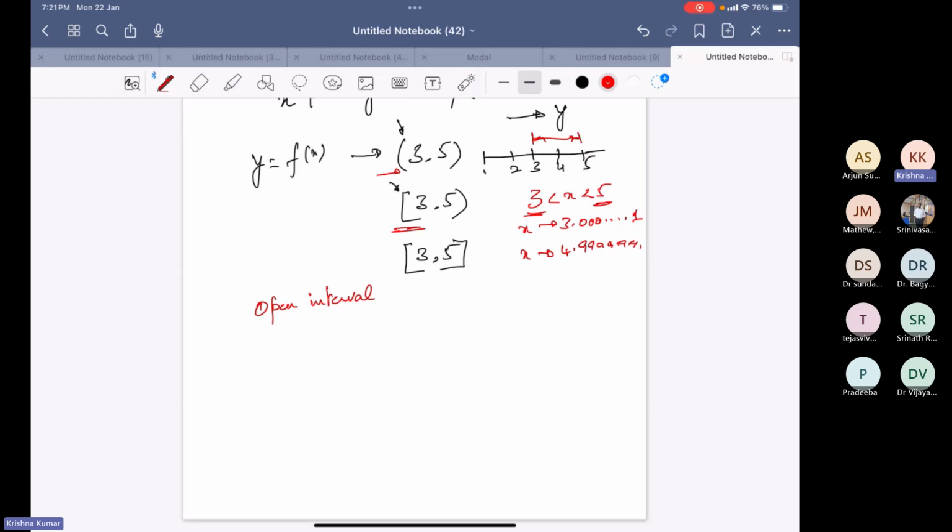Now, if I put a bracket like this, are you able to see this? Is it clear? Yes, sir. Yes, sir.